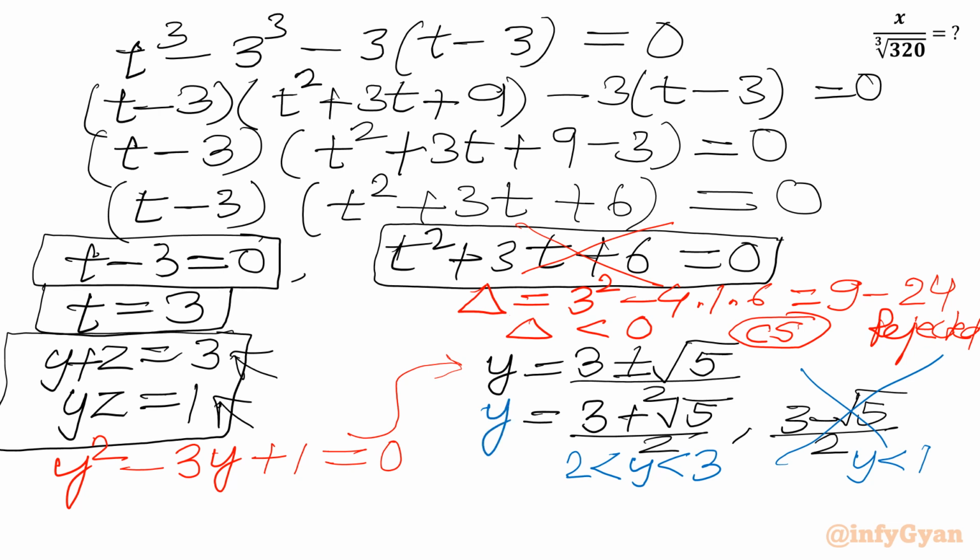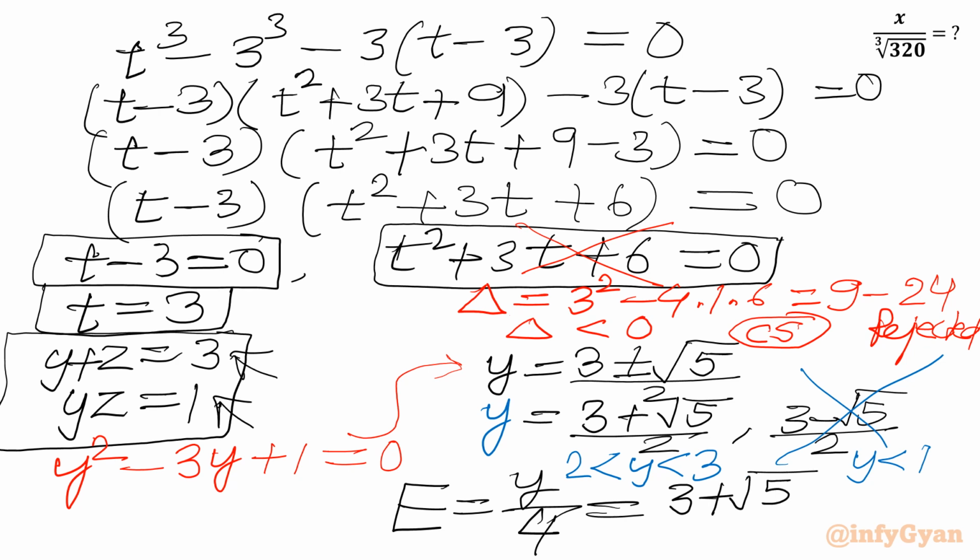Now our answer for the expression will become e equal to y over 4. So I will write 3 plus root 5 over 2, over 4. So the answer will come out as 3 plus root 5 over 8.